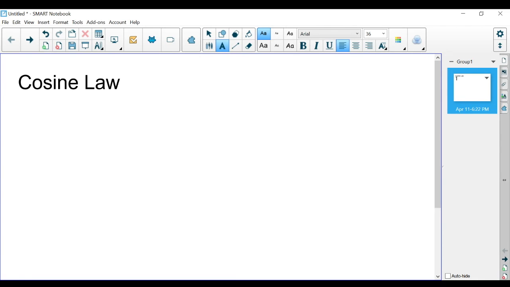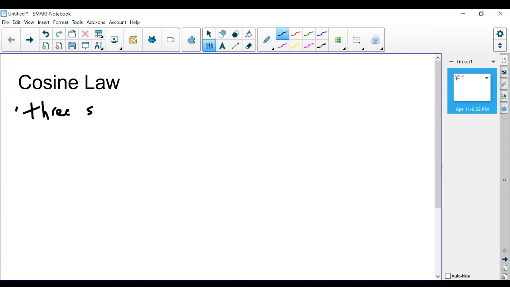Today I'm going to be showing you a few examples using the cosine law. So the cosine law can be used in two main scenarios. First of all, when you're given three sides of a triangle, or if you are given two sides and one included angle.